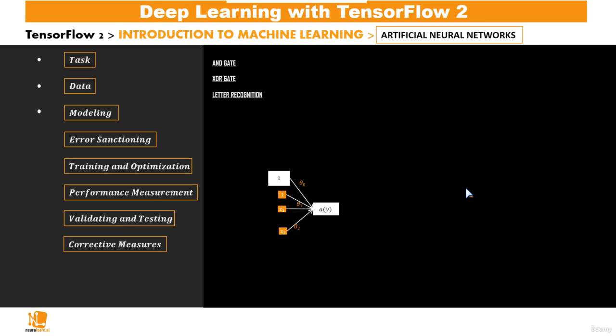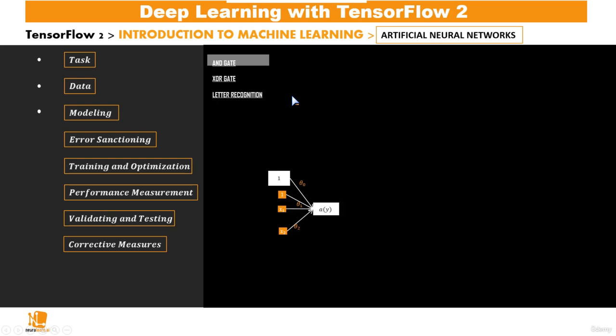Let's discuss modeling artificial neural networks. Before that discussion, we shall understand why we need them, and why we don't just work with, say, a logistic regression model like this one or a softmax model. Let's take the example of the AND gate.